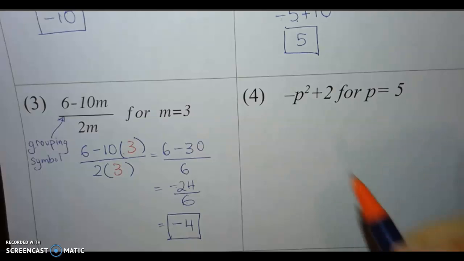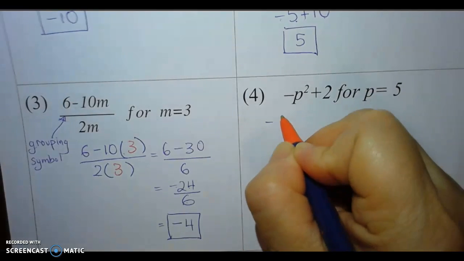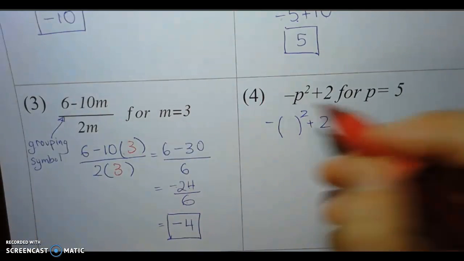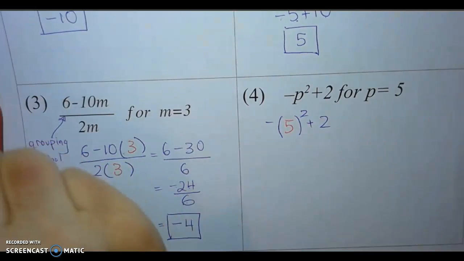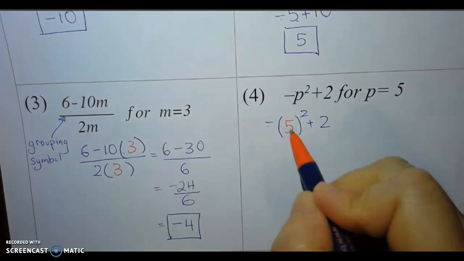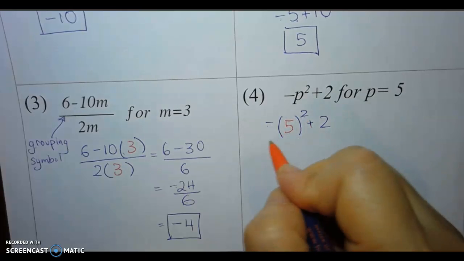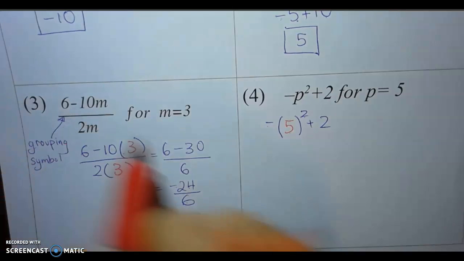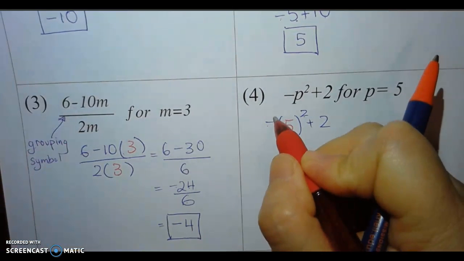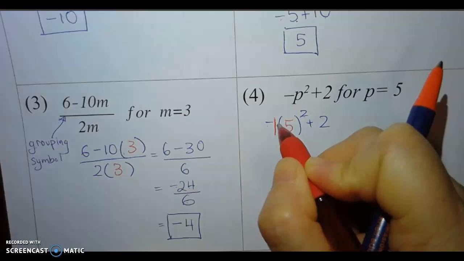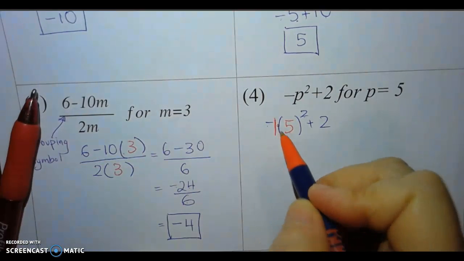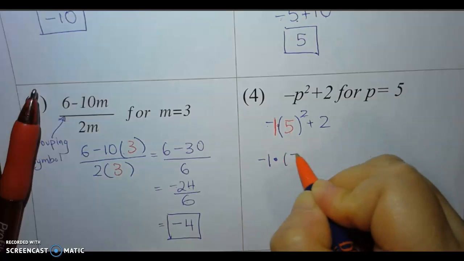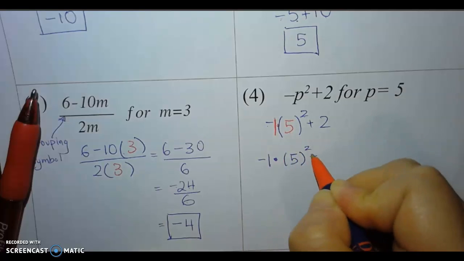And then finally, the last one, negative p squared plus 2, where p is 5. This is a very common problem. It's not negative 5 being squared. When you see a negative sign, it's like there is an invisible 1 right there, and negative 1 is being multiplied. So it's negative 1 multiplied by 5 squared plus 2.